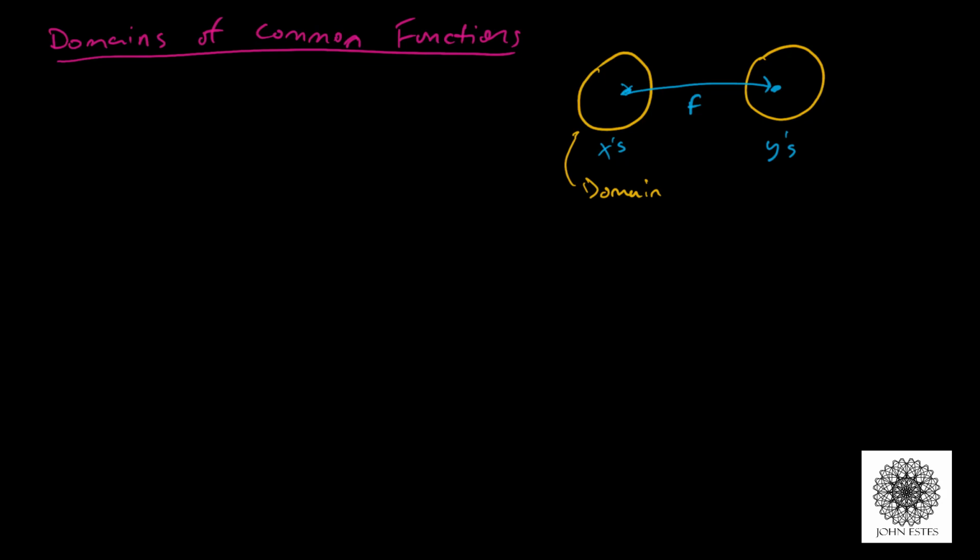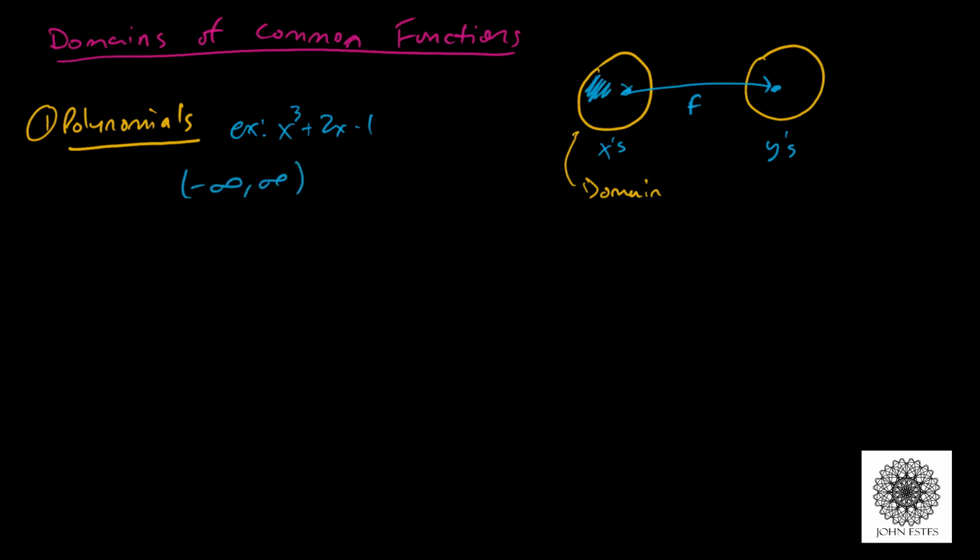In algebra, there are four basic kinds of functions you deal with when you're looking for domains, and I'm going to show you how to find the domains of each of those. The first one is polynomials, and a polynomial would be something like this. For polynomials, the domain is pretty easy to find because I can pick anything I want over here and plug it in and still get a real answer. So you don't have to factor, you don't have to find zeros, nothing like that. The domain is always negative infinity to positive infinity.